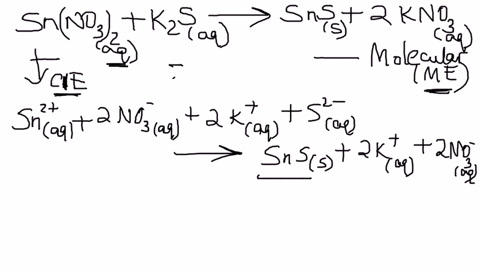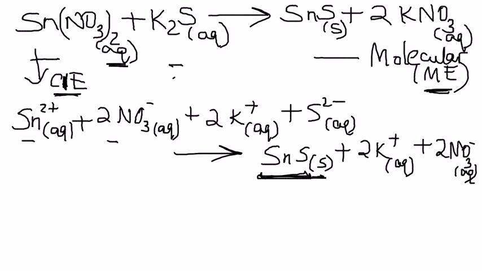Realize I let the tin sulfide be as is because the phase was solid. That means the two ions are intact. They are together. They are going to remain as the ionic solid. Whereas anything that you are able to write as the corresponding ions, what that means is that water was able to cleave the bond between tin and nitrate, and hence these exist as ions now.